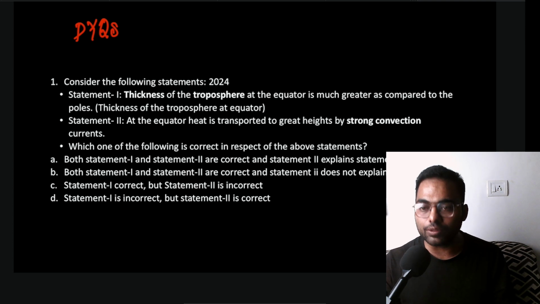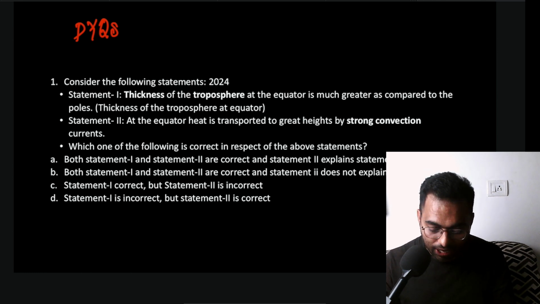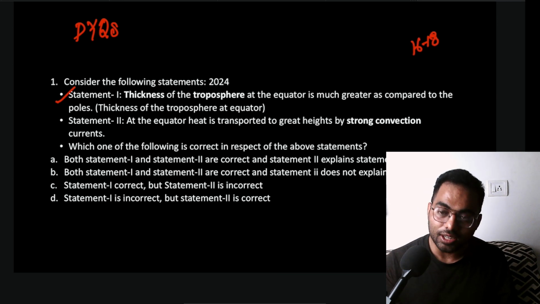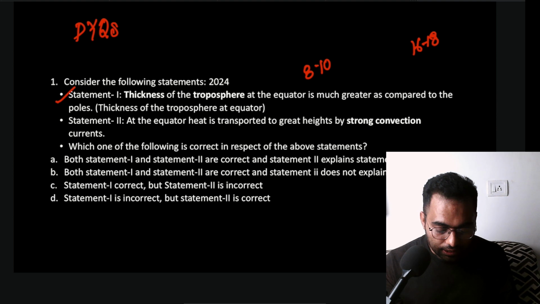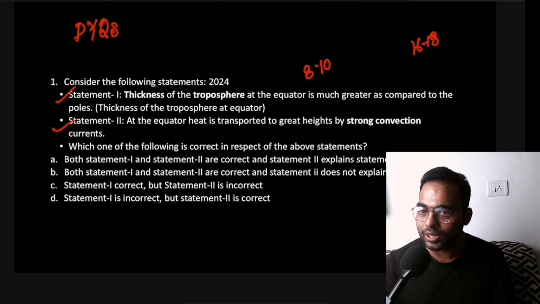This is from 2024, and the statement says the thickness of the troposphere at the equator is much greater as compared to the poles. Is it? Yes, it is. We have seen that the thickness is around 16 to 18 kilometers at the equator and 8 to 10 kilometers at the pole. So that's the case we have already discussed. At the equator, heat is transported to the greater height by strong convection currents. Does statement 2 explain statement 1? Very obviously, statement 2 is explaining statement 1, and thus option A is the correct option.